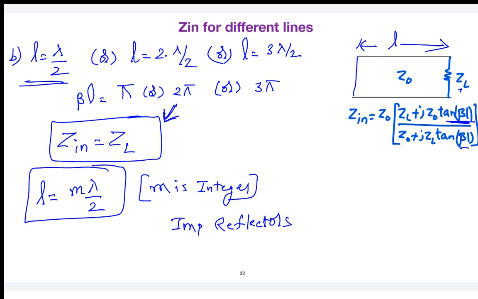So if the length of the transmission line is integral multiples of lambda by 2, whatever the load you are connecting here, the same thing will be reflected at the input. So that is the reason why these lines are said to be impedance reflectors. Lambda by 4 lines are said to be impedance inverters.